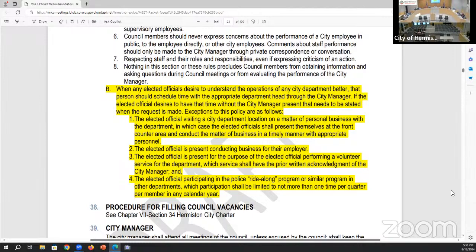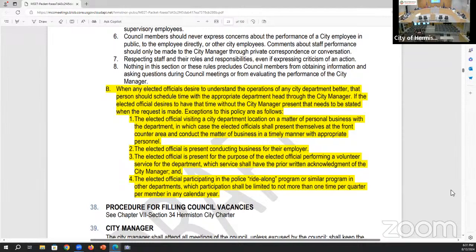Ms. Smith, could you give me an example of why it would be appropriate if the elected official desires to have that time without the city manager present? Why you feel you're comfortable with that? Yes, I'm comfortable with that because I have a level of trust with my department heads that if something came up, they would let me know whatever that discussion was about. So I'm not uncomfortable with that.